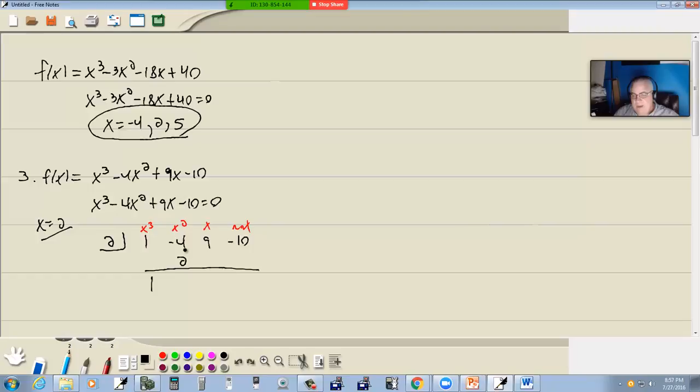We want to add. Negative 4 plus 2 is negative 2. We want to multiply it. 2 times negative 2 is negative 4. 9 minus 4 is 5. 2 times 5 is 10. Negative 10 plus 10 is 0.